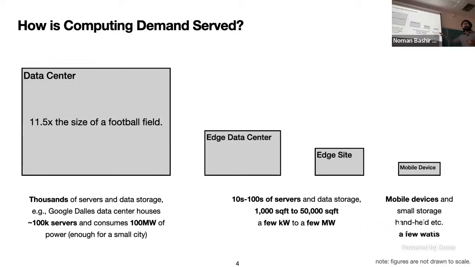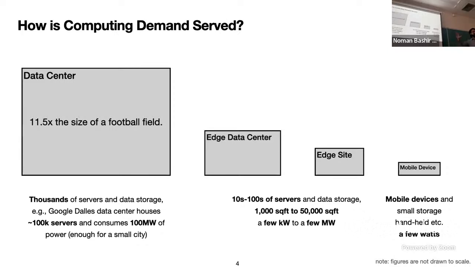And then there are edge sites, which are basically the size of a room, and they have only a few kilowatts of power consumption, and they may have a couple of dozen servers. And at the extreme end, you have mobile devices in your hand, like phones, which consume very few watts of power and do all this computation.